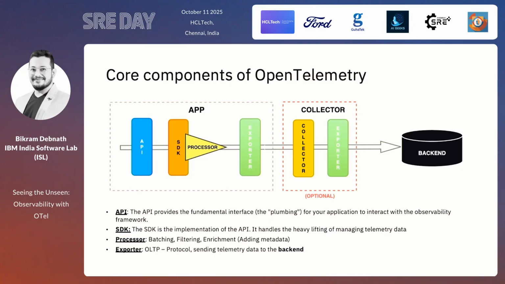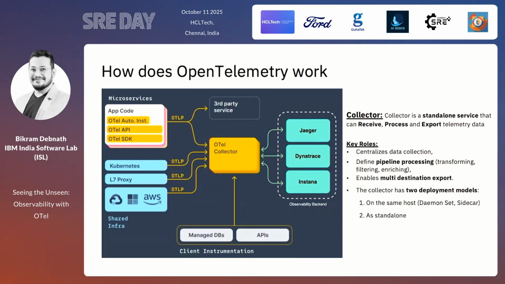And lastly, you have the exporter, which helps you export that telemetry data to the observability backend. It uses the OTLP protocol to export the data to the desired backend. In this diagram, you can see I have mentioned something as a collector as an optional part. On the very next slide, I will explain what this collector is all about.